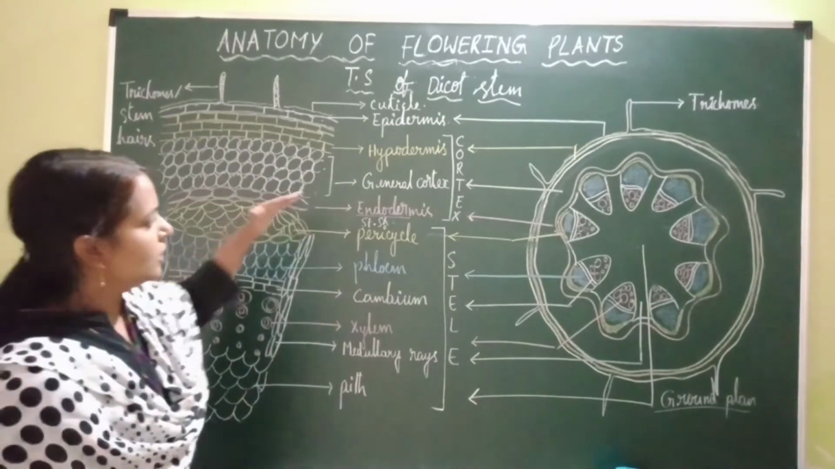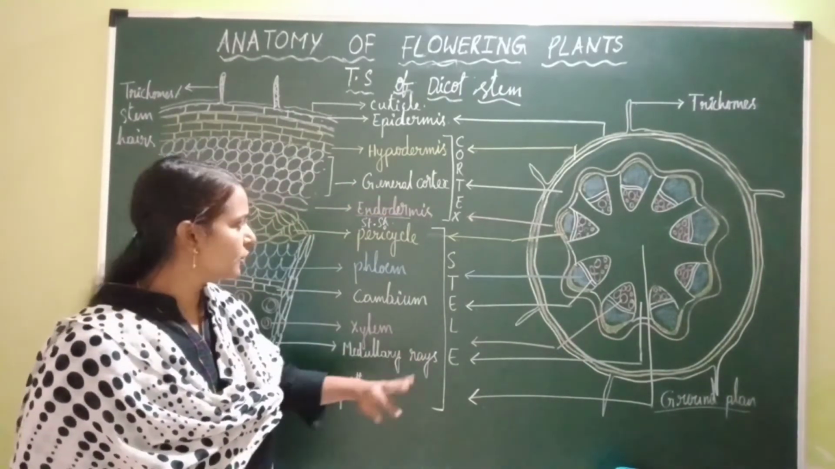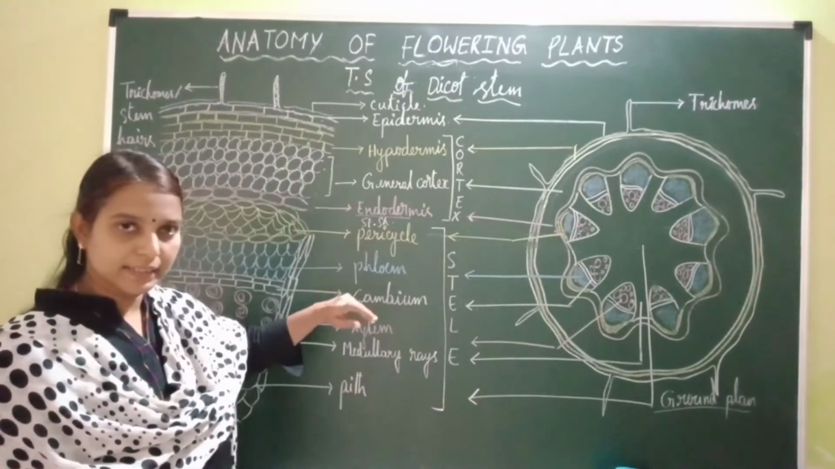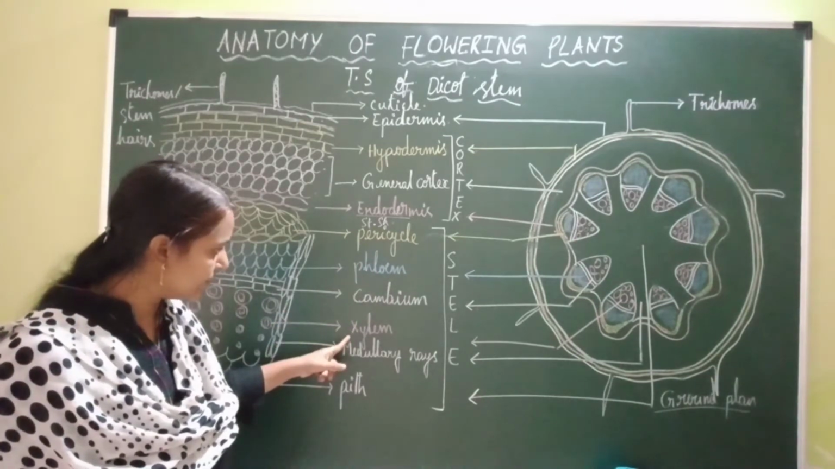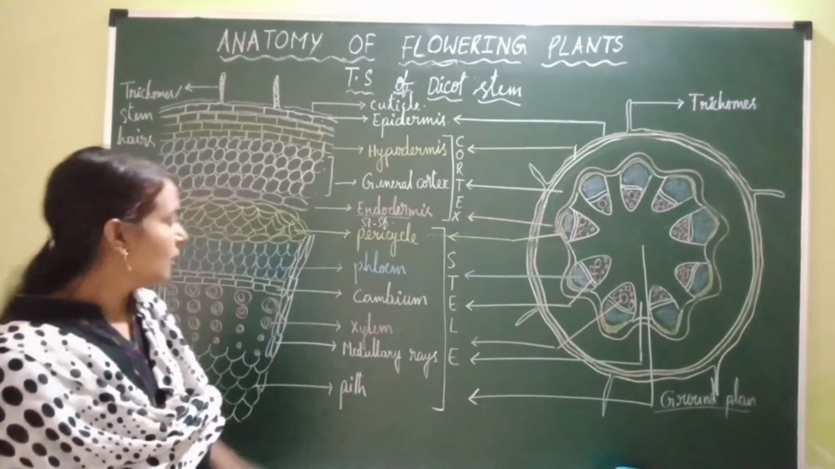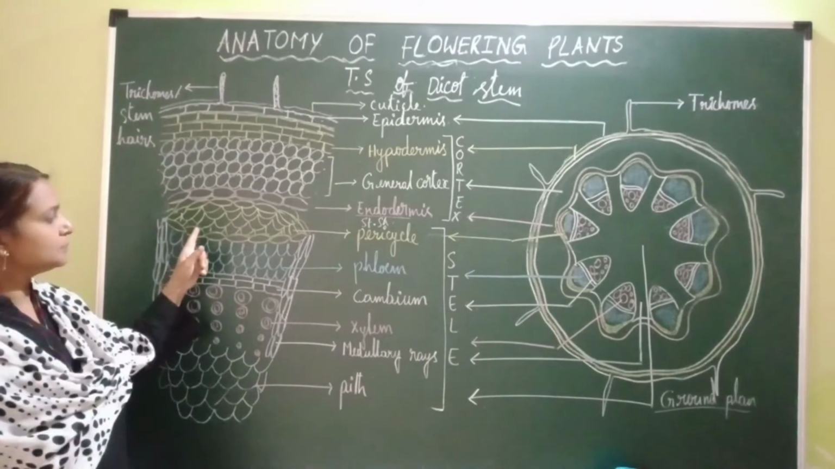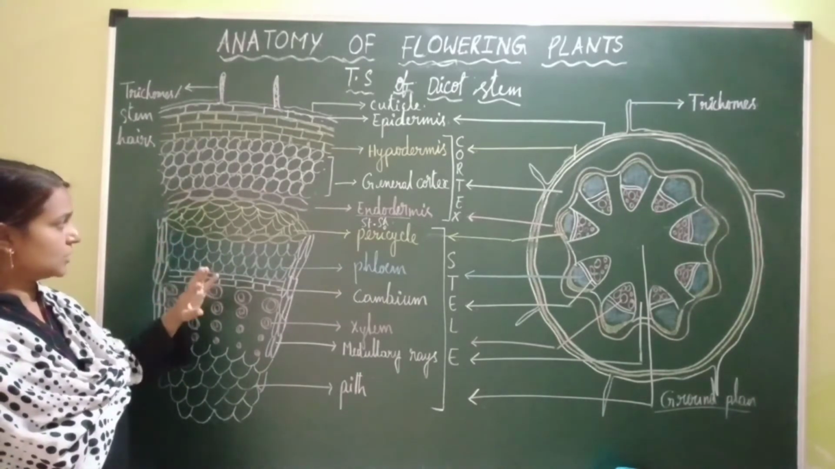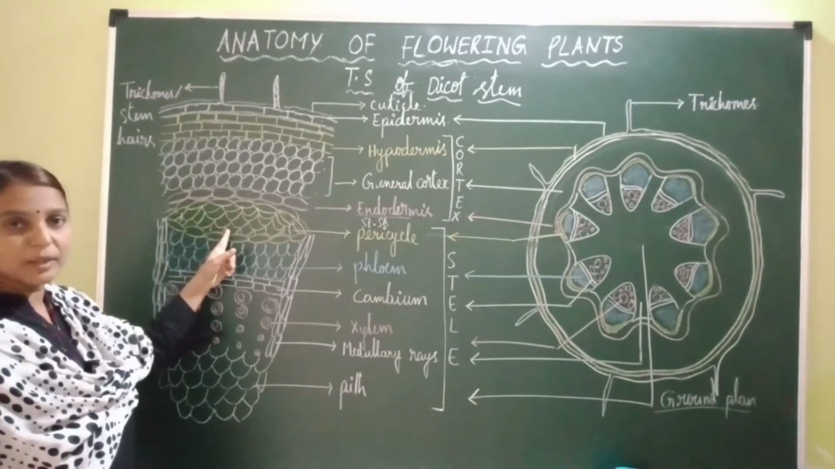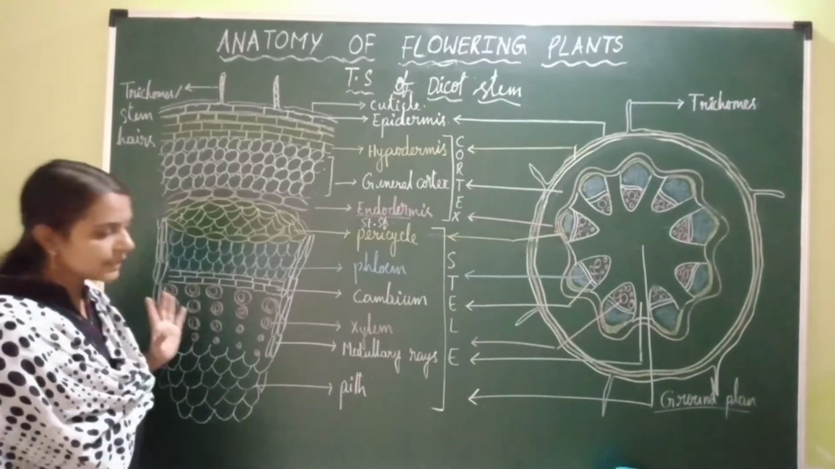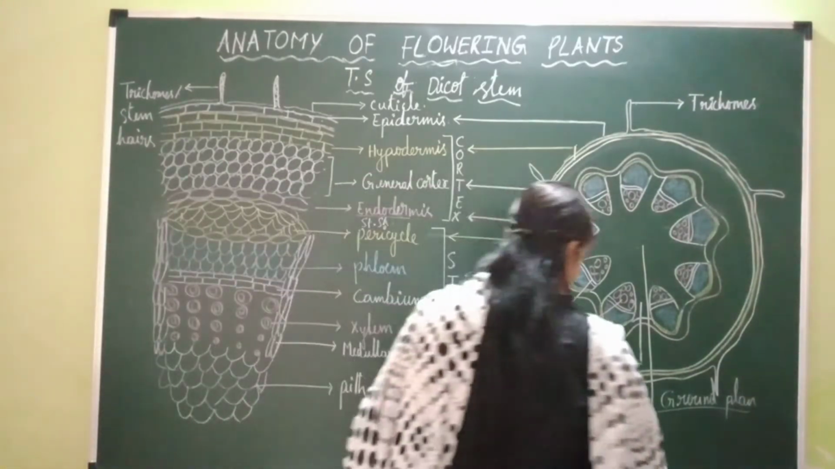Now this endodermis is followed by stele. Stele includes what? Pericycle, vascular tissues, that is phloem and xylem, and then pith, right? So let's study pericycle first. Pericycle is present below the endodermis, and I am writing the details of pericycle here.